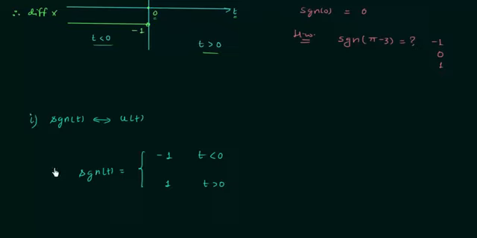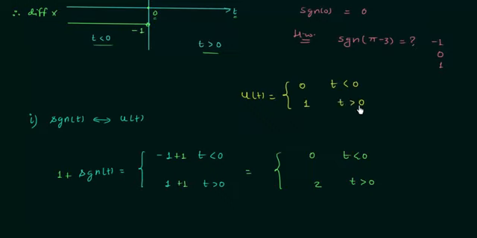Now I will add 1 to the signum function. So we have -1 plus 1 and 1 plus 1. At t less than 0, we have 0, since -1 plus 1 is equal to 0. And at t greater than 0, we have 2. And we know the definition of the unit step signal u(t). It is equal to 0 when t is less than 0, and it is equal to 1 when t is greater than 0. If we multiply the unit step signal by 2, we have 0 when t is less than 0, and we have 2 when t is greater than 0, which is the same as this result.